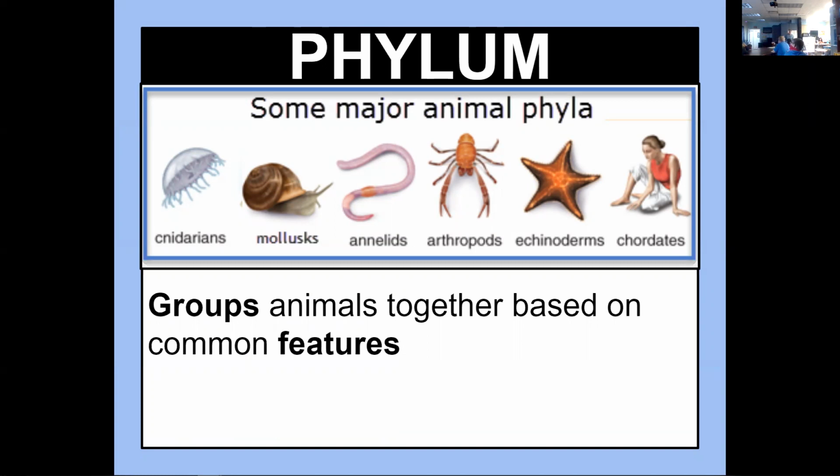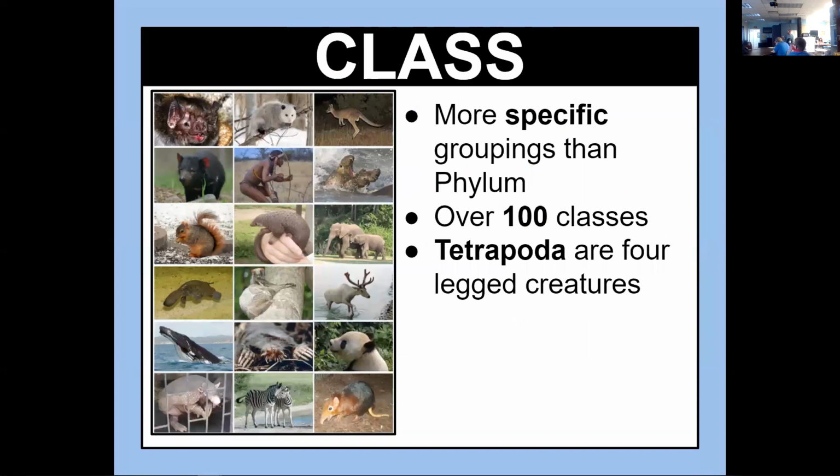So mollusks are like mussels. Yeah, freshwater mussels, freshwater oysters, clams. All right, class is a more specific grouping of phylum. There's over 100 classes. I think my last count was 103, but that changes from time to time. Tetrapod, tetra. What does tetra mean? Four. Tetrapods are four-legged creatures. All four-legged creatures fall into this.